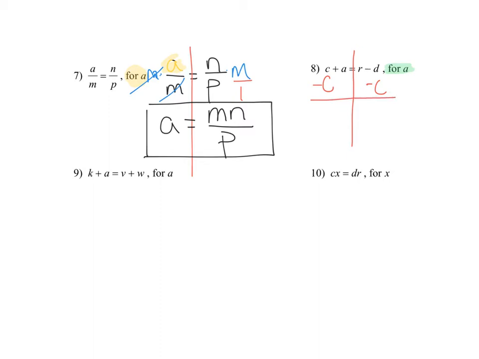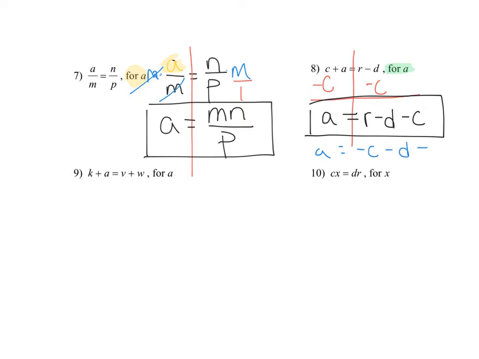Now, because I'm dealing with variables, I want to look for any like terms on that right side now. And there are no other c terms, so I'm just going to write everything straight across. R minus d minus c, and that is my final answer. You could alphabetize this if you really wanted to. Negative c would come first, minus d would come next, and plus r would come next, although I'm certainly not going to require that you do that.